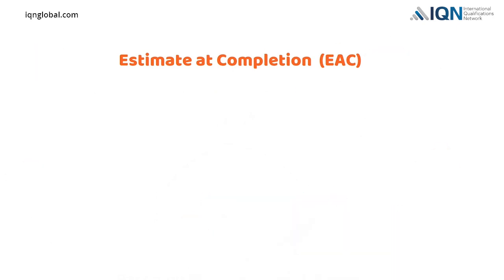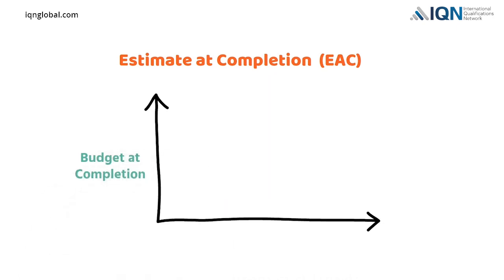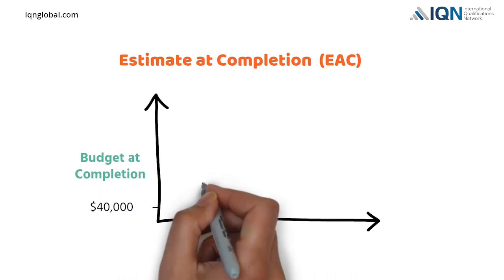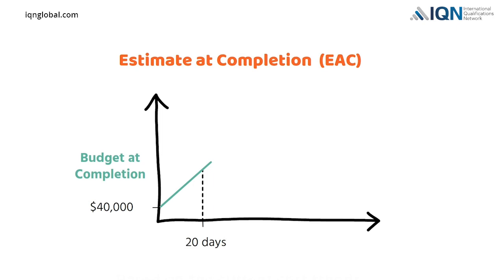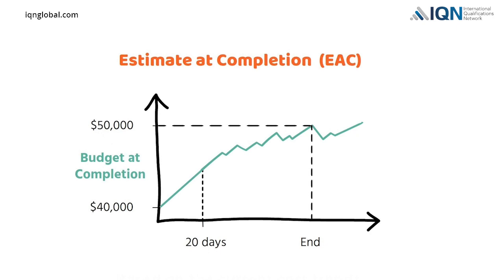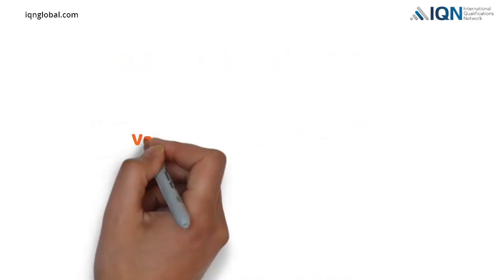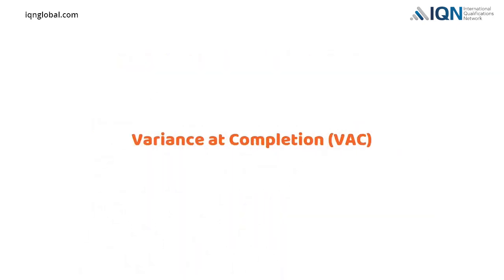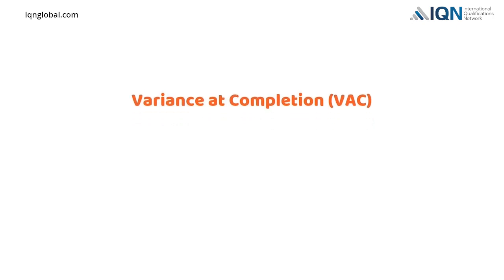In our example, before the project started, the budget to complete the whole project, BAC, was $40,000. But after 20 days, the project is already experiencing cost overrun. If the increasing cost trend continues in the current line, then the total cost estimate to complete the whole project will increase to $50,000.